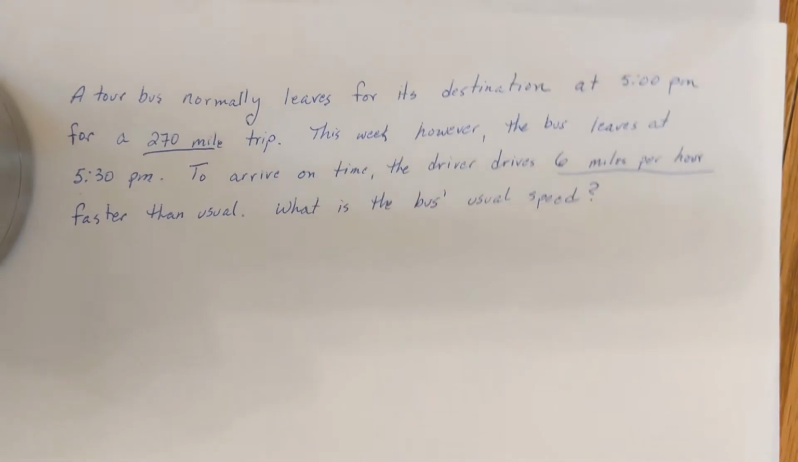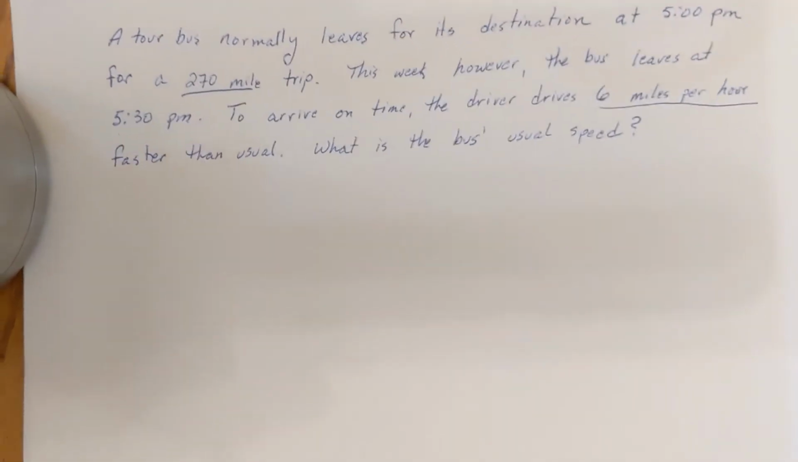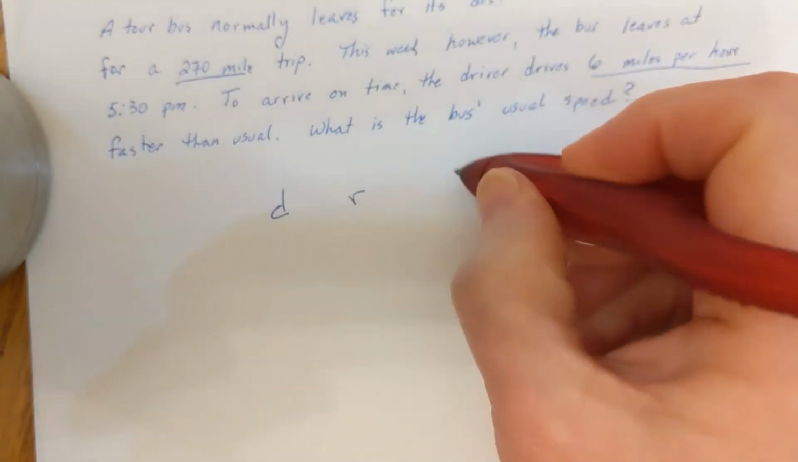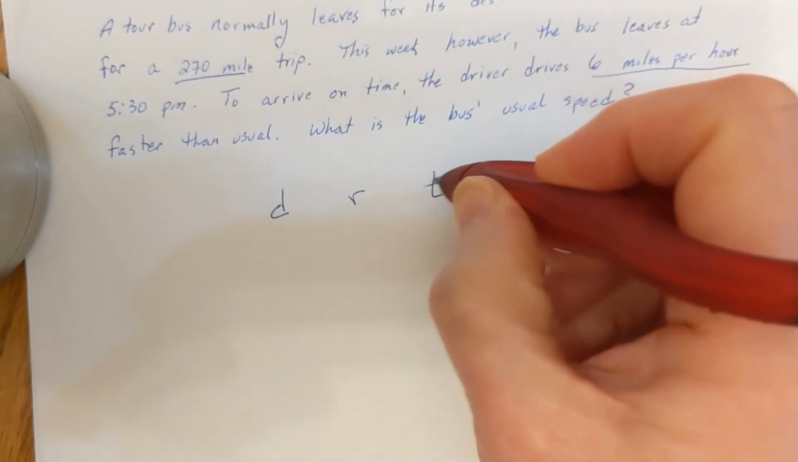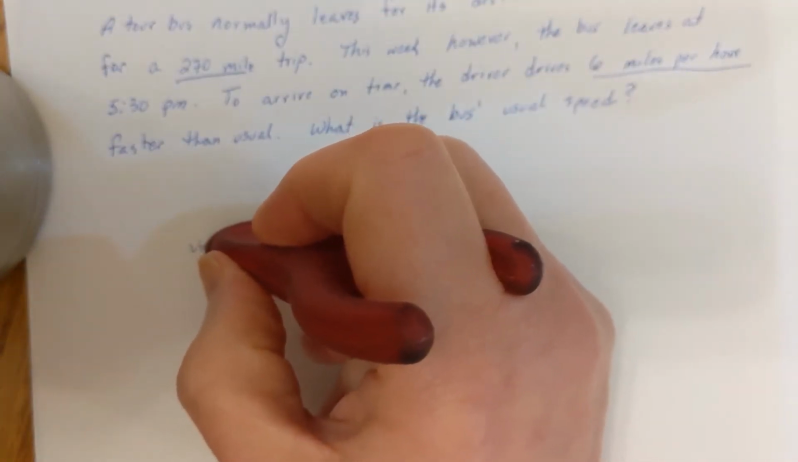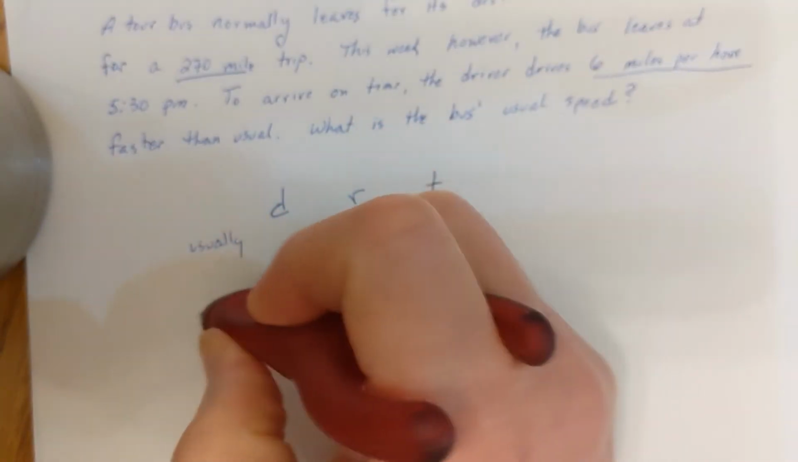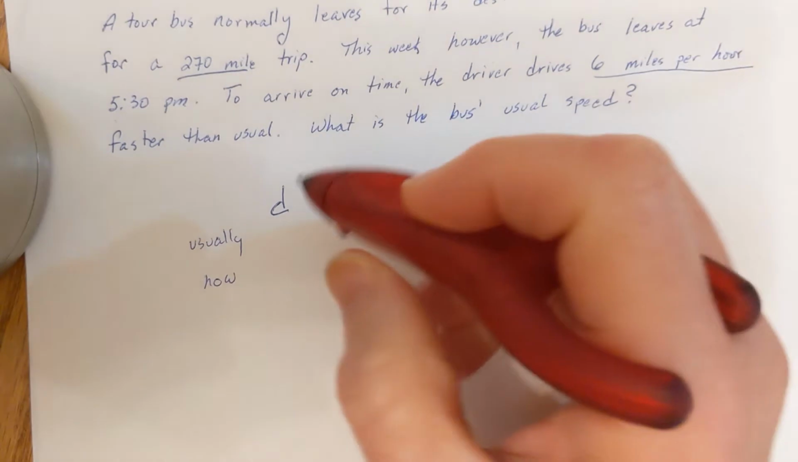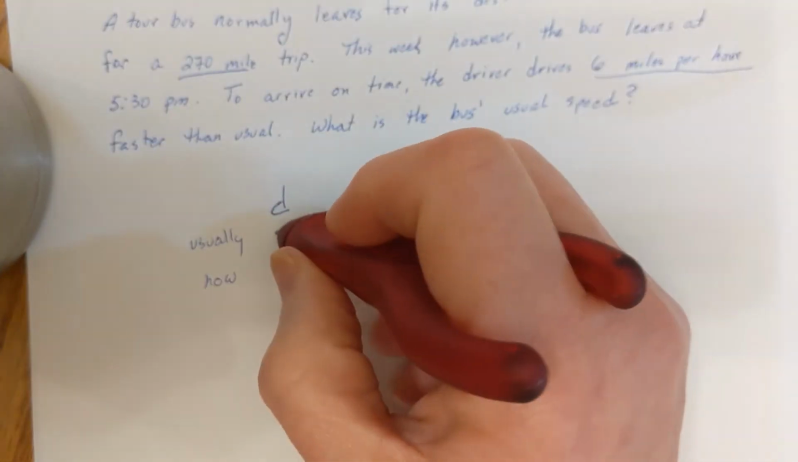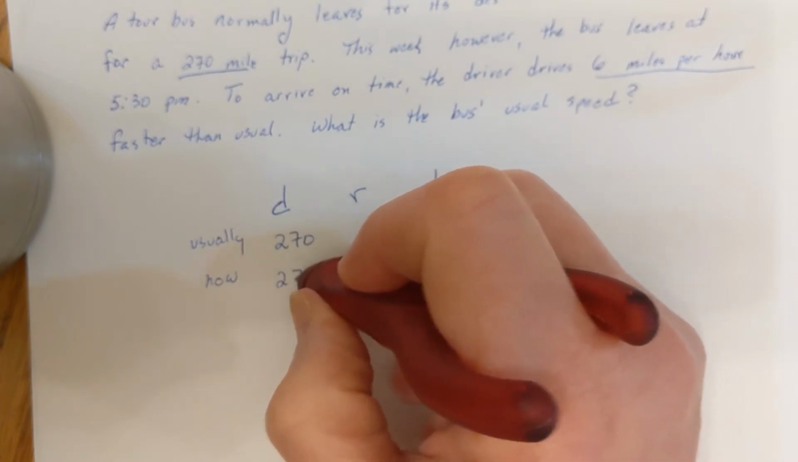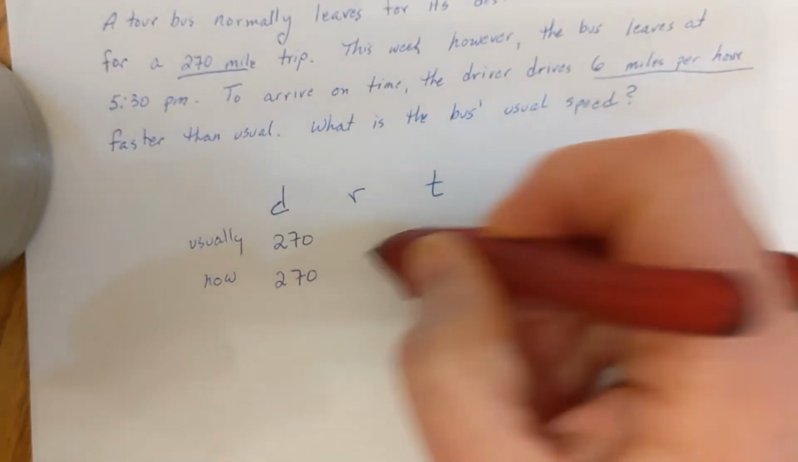This is a distance equals rate times time problem. I have distance, rate, time, normally, usually, and now, just so I can distinguish them. The distance is 270 miles each time. Here's my chart.